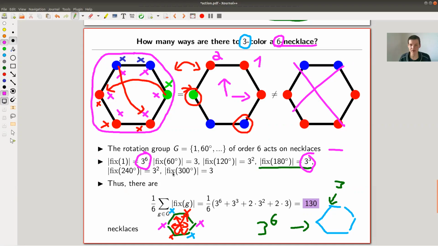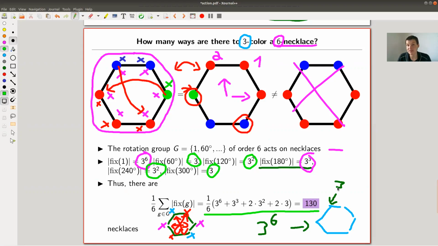And in a very similar way, you just write down what the fixed points of the other rotations are. It's very easy. You can read it here. I leave it to you to think about it for a second. It's not so hard. It's just much easier than listing all possibilities. And then you just use a formula. The sum of all of them divided by the order of the group should be the number of orbits.